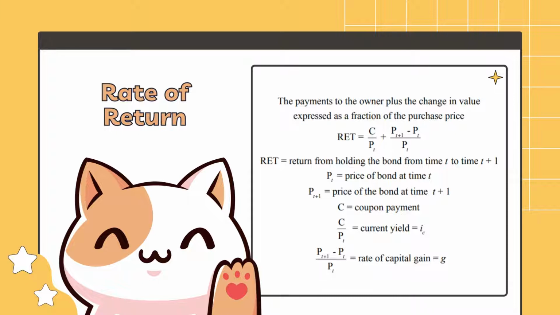Then C is for the coupon payment, C over P is the current yield, yung yield natin na tinatawag yung I natin, and itong formula na ito na masyadong maliit, sorry, hindi ko din siya masyadong mabasa, is the rate of capital gain. So, rate of return.